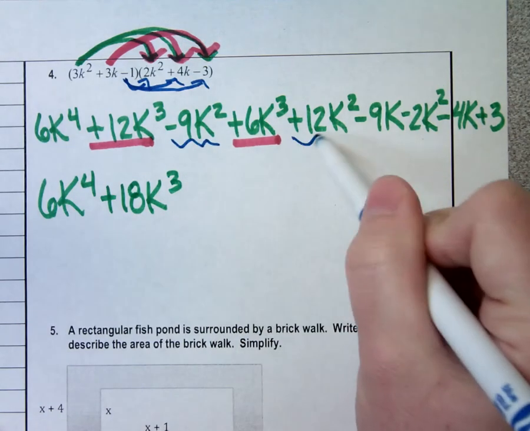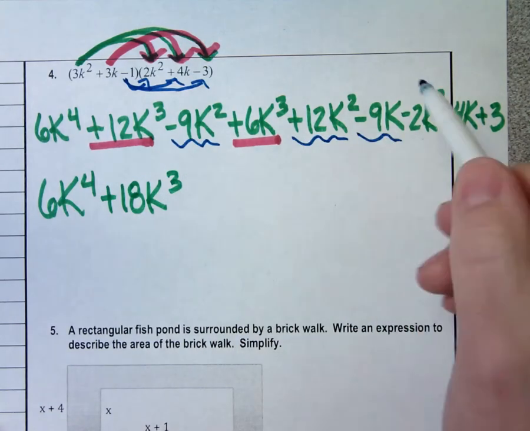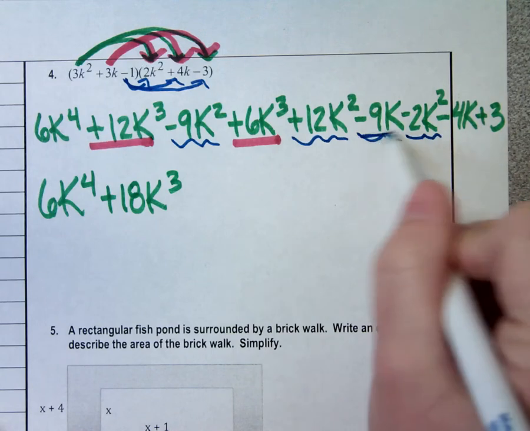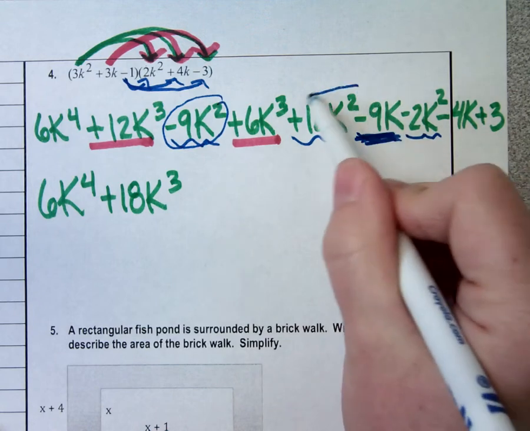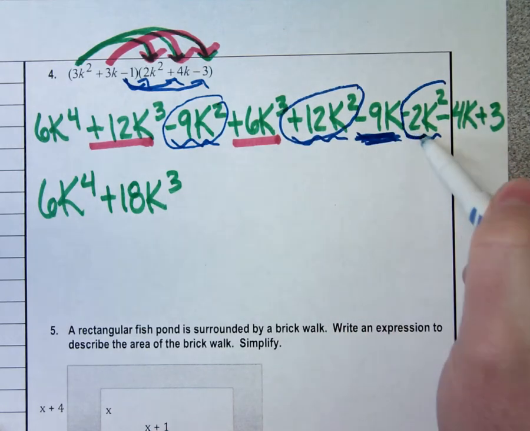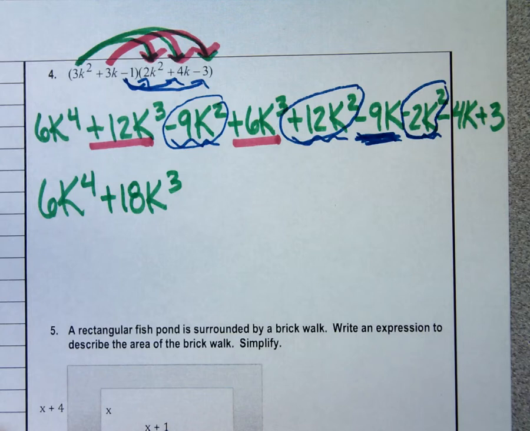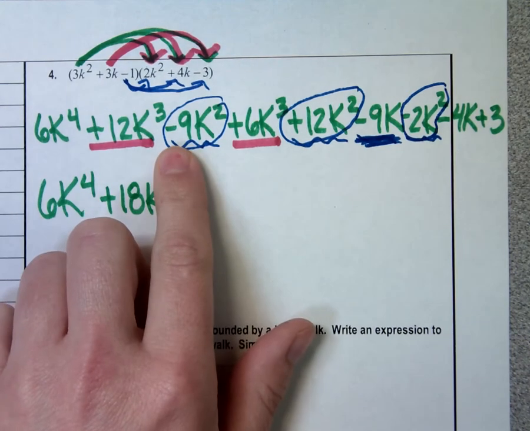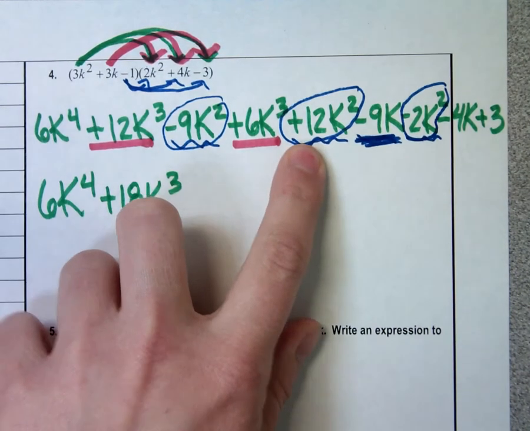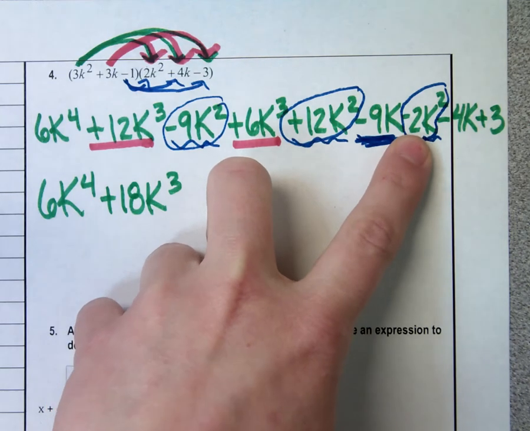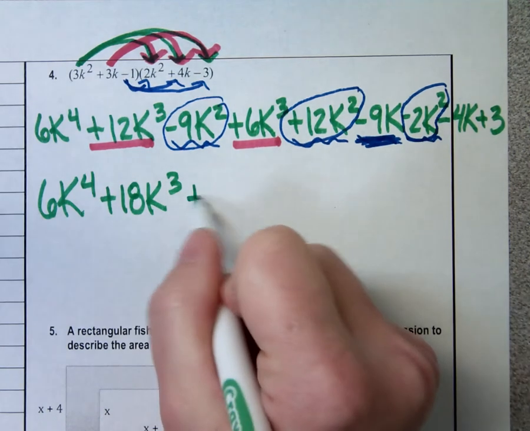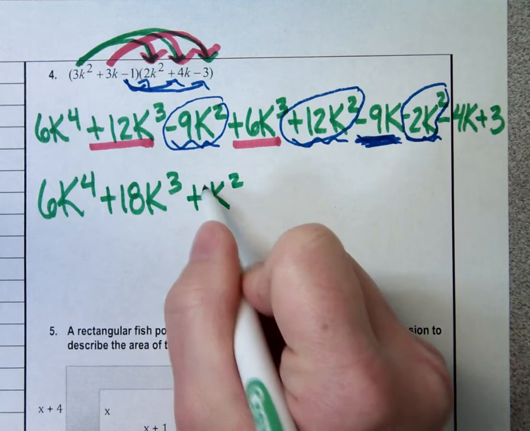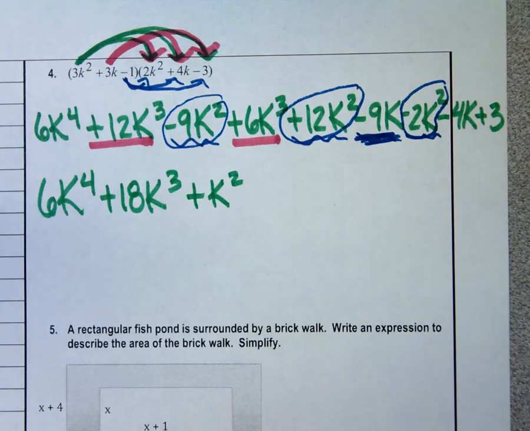Okay, now let's look for k squareds. Here's a k squared, here's a k squared, here's a k, oops, wrong one. Here's the k squared, not this guy. Ignore him. So it's this one here, I'll circle this time. It's this one here, and it's this one right here. So I need to figure out what negative 9k squared plus 12k squared minus 2k squared is. And how much is that? A 1k squared, so I could just put plus k squared. I don't have to write the 1 in front. I can, but I don't have to.